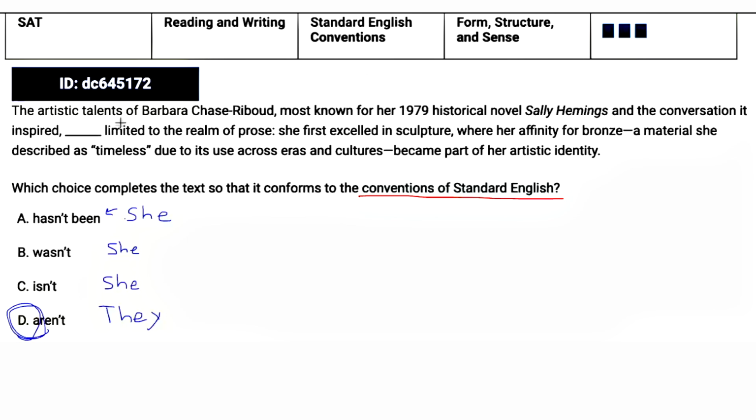Let's just double check. The artistic talents, and we do want to focus on the main noun as our subject. So the artistic is describing talents of Barbara Chase Rebound. That of prepositional phrase is also describing talents. Our main noun, our main subject is talents. All of this stuff in between commas we can get rid of because that means it is non-essential information. And then we get talents aren't. Talents are not. Talents are plural. It lines up with they. So the odd verb trick certainly worked in this case.